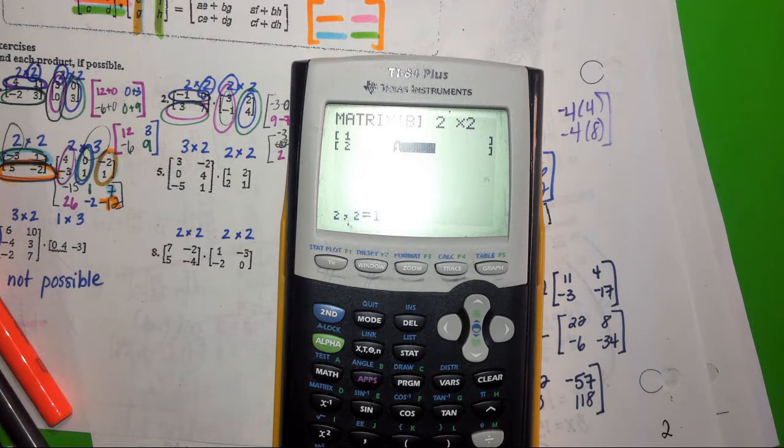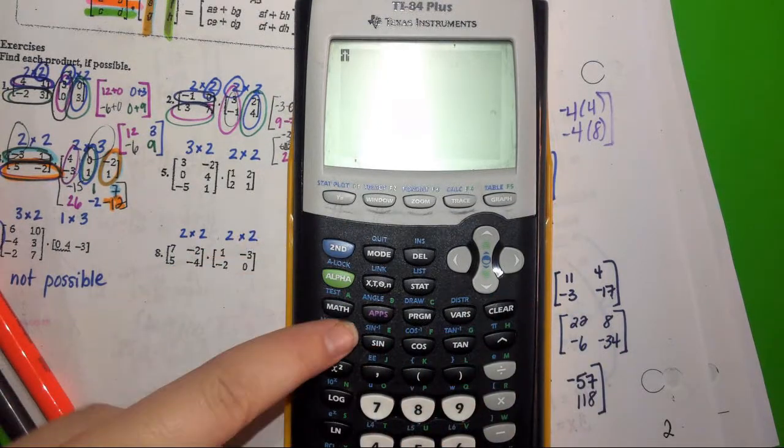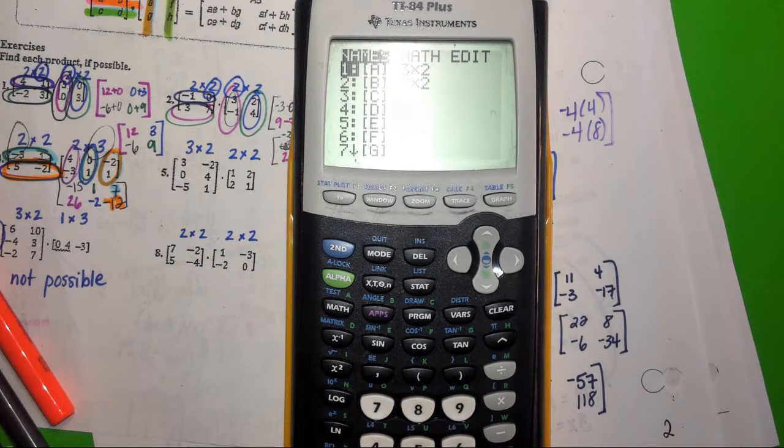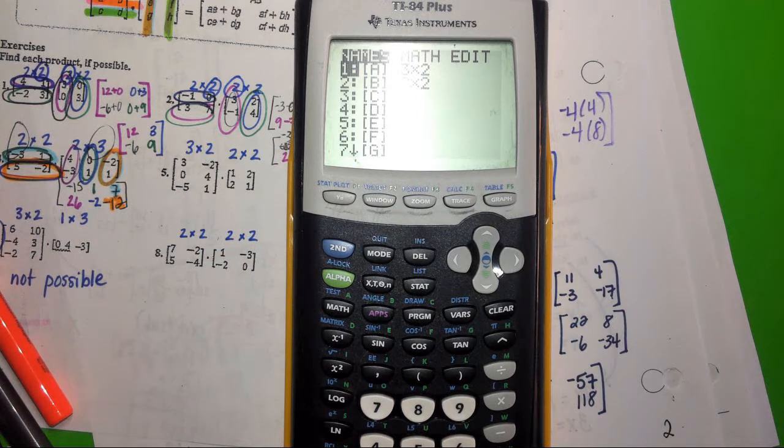Okay, so now we have A and B both typed in, so we can multiply. So we're going to second quit to get out of there. But still, we need to pull back up those matrices. So second matrix. And now we're actually going to do some math with them. So I'm going to hit enter, and it's going to bring A to my screen. So I press second matrix, and I press enter, and it brought A.